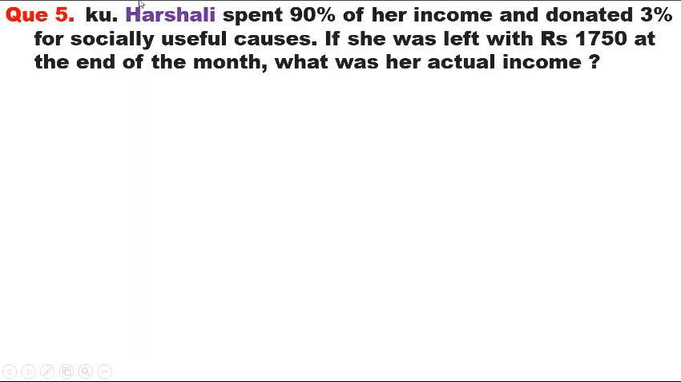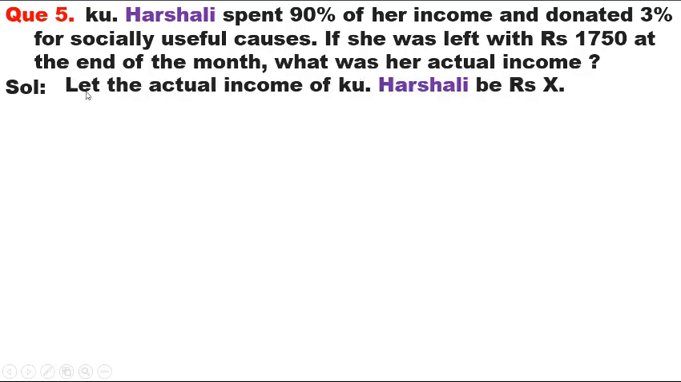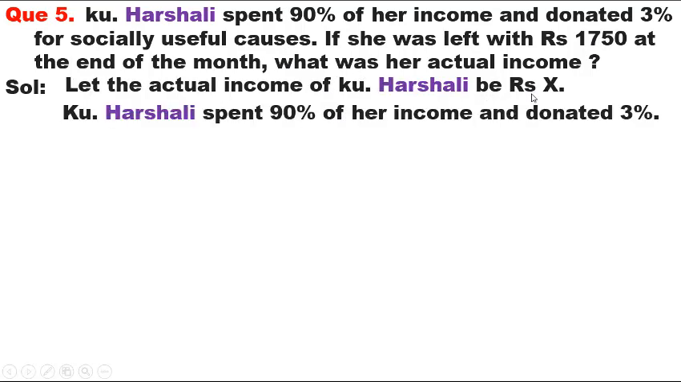Question 5th. Kumari Harshali spent 90% of her income and donated 3% for socially useful causes. If she was left with rupees 1,750 at the end of the month, what was her actual income? Solution. Let the actual income of the Kumari Harshali be rupees X.